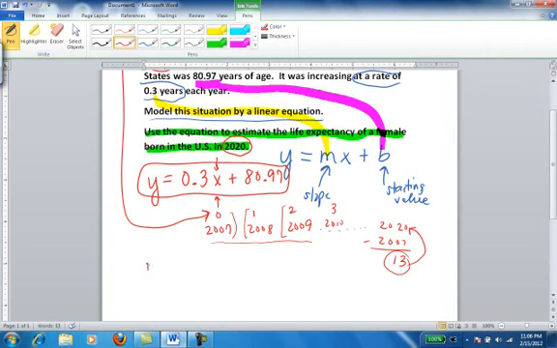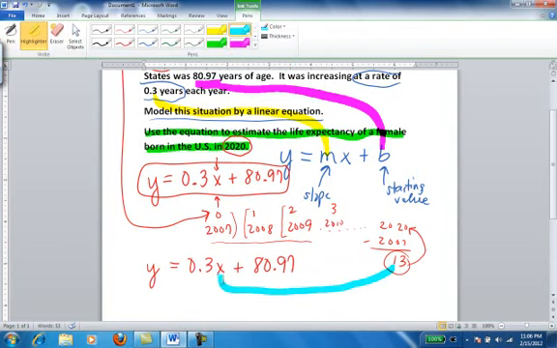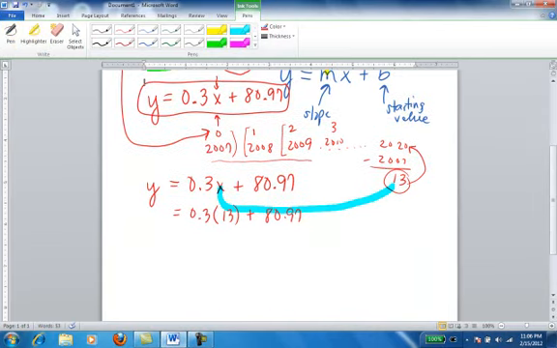So what I would do is take this mathematical model, y equals 0.3 times x plus 80.97, and substitute the 13 right here in the place of x. So you'll end up with 0.3 times 13 plus 80.97. And again, you can do this on a calculator. This part right here would be 3.9 if you did the math. That's 0.3 times 13.